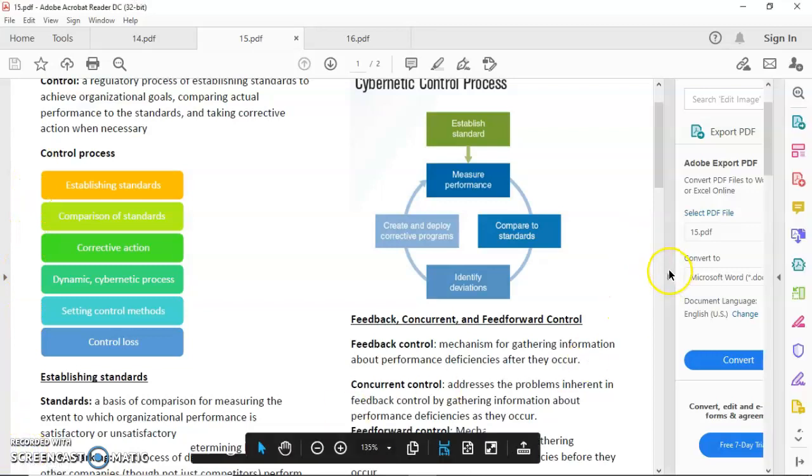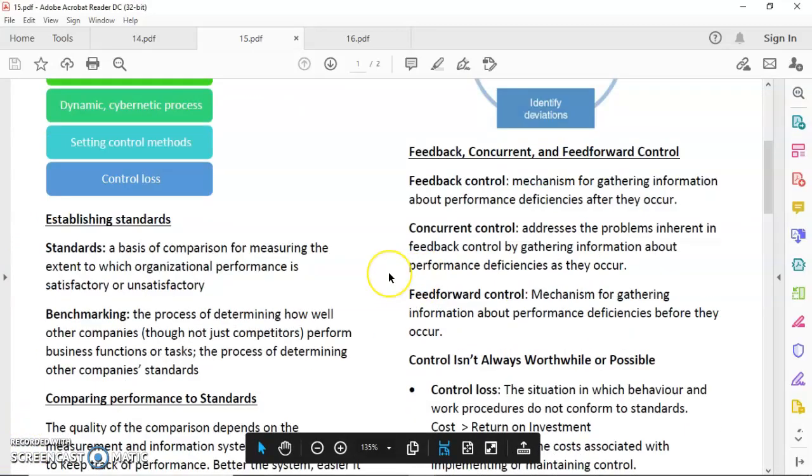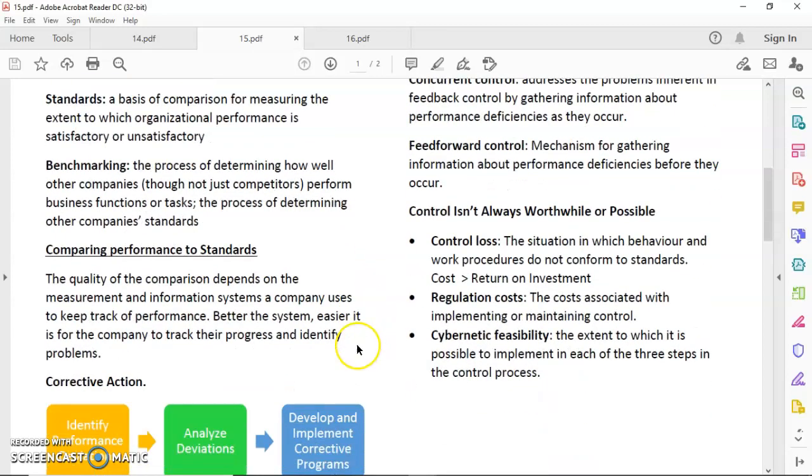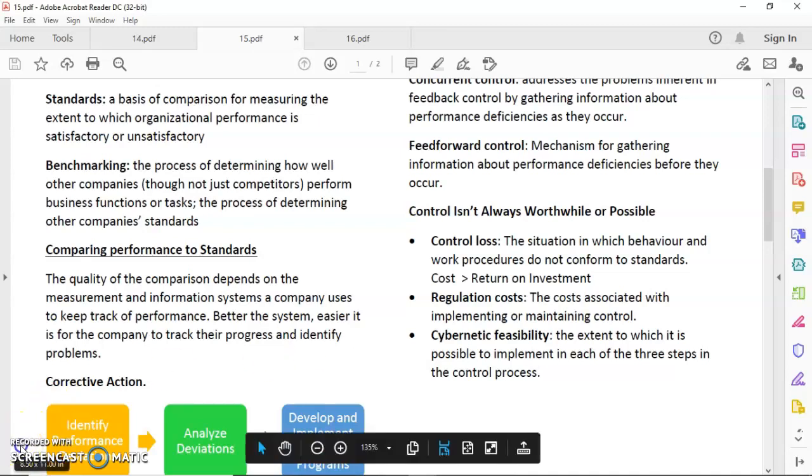But before establishing standard, we need to know what is the standard. So a standard is a basis of comparison for measuring the extent to which organization performance is satisfactory and/or unsatisfactory. And then we compare performance to standard. So the quality of the comparison depends on the measurement and information system a company uses to keep track of performance. So the better the system, the easier it is for the company to track their progress and identify the problems.